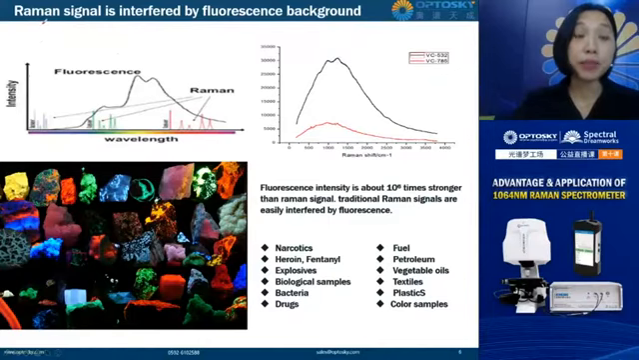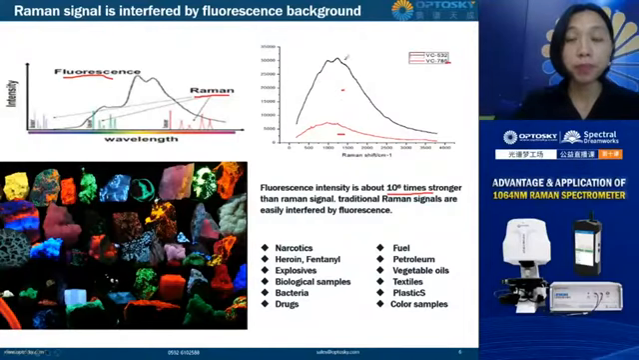So next we will explain why. Because the Raman signal is interfered by the fluorescence background. Fluorescence background is millions of times stronger than Raman signals. So traditional Raman signals are easily interfered by fluorescence. If you use 785 and 532 nanometers to detect them, they are just hidden by the fluorescence background. You cannot see any peaks at all.